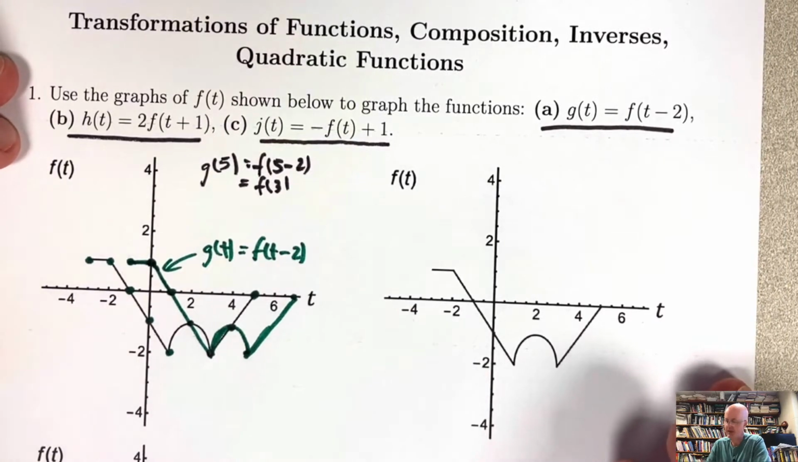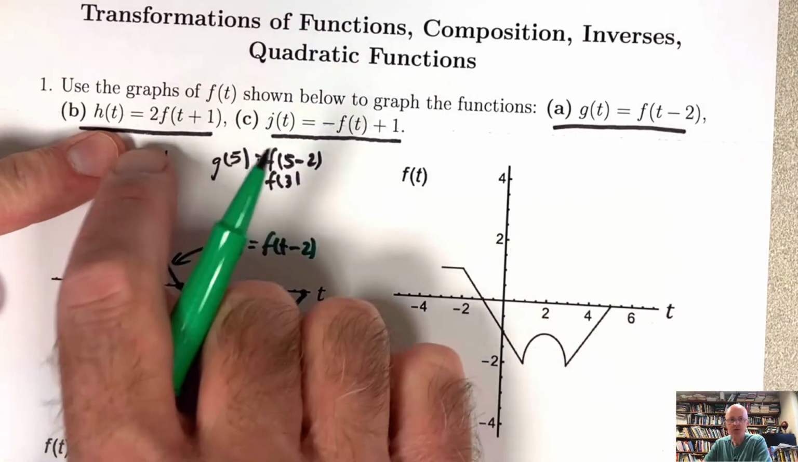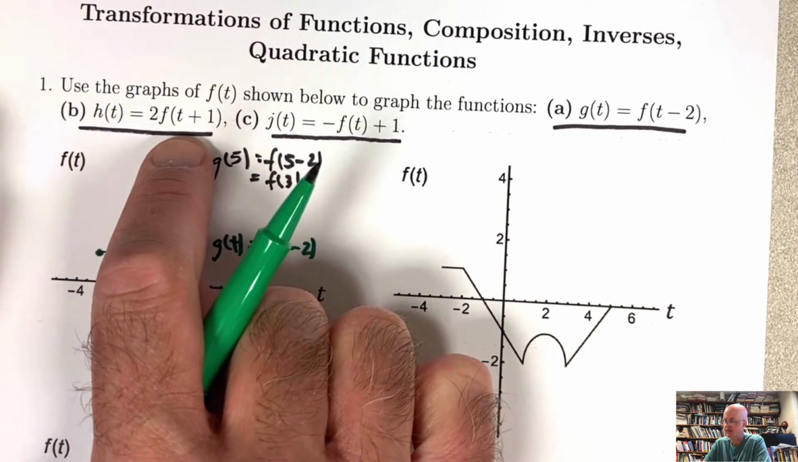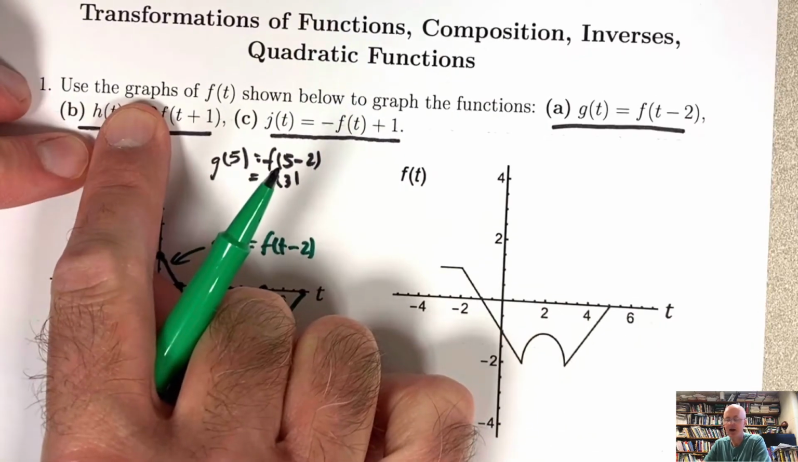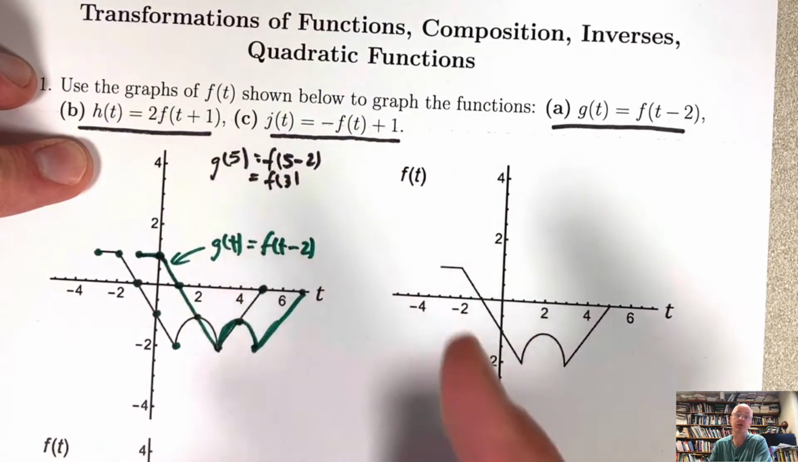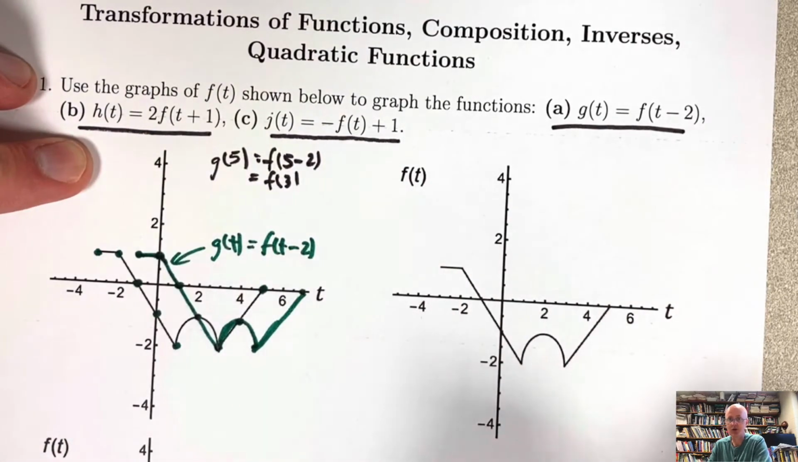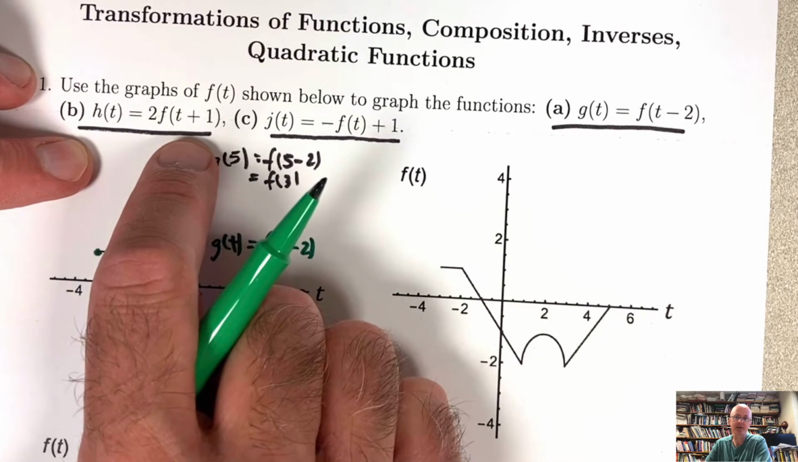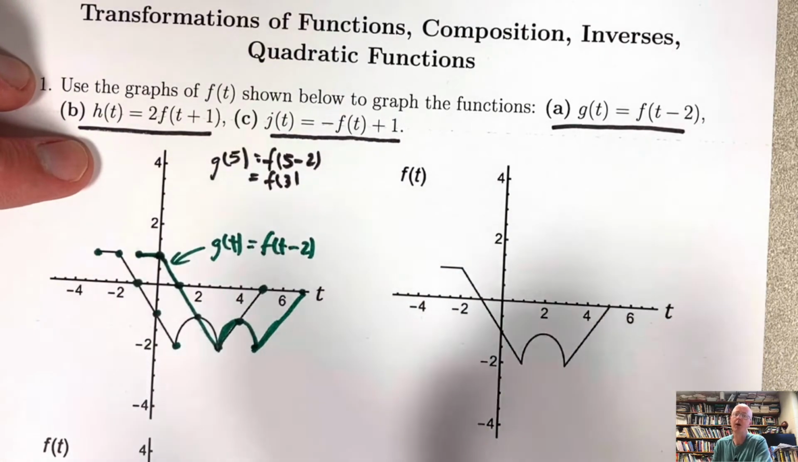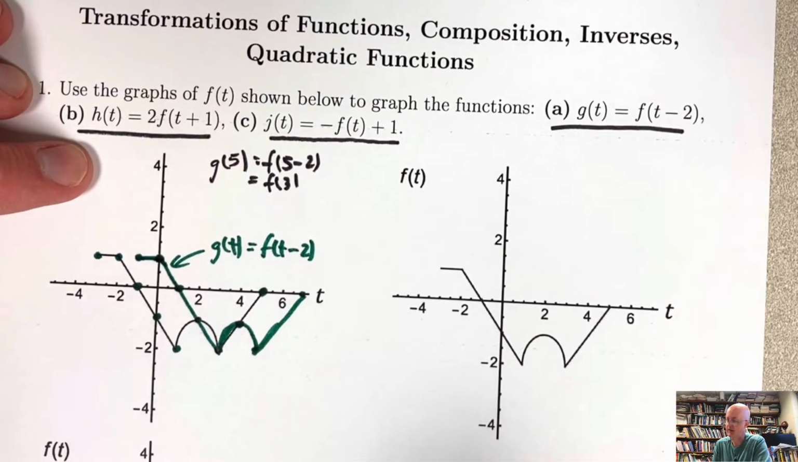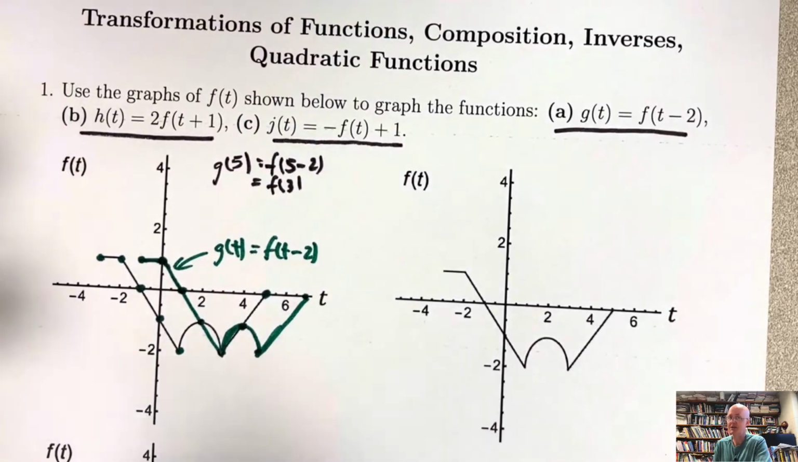All right, part B, h of t, 2 times f of t plus 1. If I didn't have the 2 there, I would take the graph of f and shift it to the left by 1 unit, and I will do that. But now I also have to deal with the 2. The 2 is taking the outputs of f and doubling them, multiplying the second coordinates of the corresponding points by 2. So that's going to make them twice as far away from the horizontal t-axis. Their y values are twice as big, either positively or negatively.